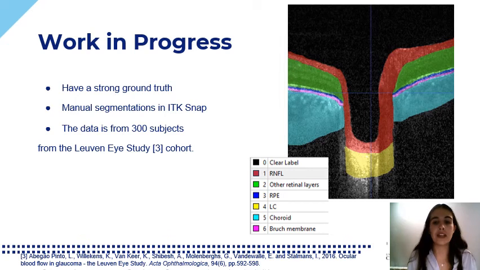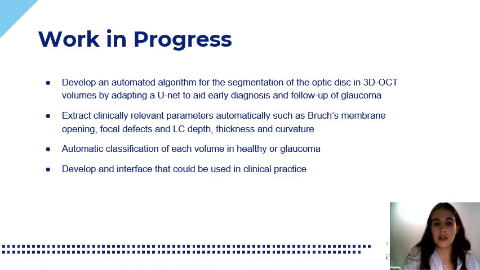Now, about my work. I have already been working on creating a dataset of manual segmentations, such as the one you can see here on the slide. In order to do this, I have had the help of an ophthalmologist, and we have been using data from the Leuven Eye Study. This study includes several types of glaucoma patients, suspects of glaucoma, and also healthy eyes. Currently, I'm working on implementing a network based on U-Net to train on the dataset of manual segmentations. This is still a work in progress, and unfortunately, I was not able to have results ready for today.